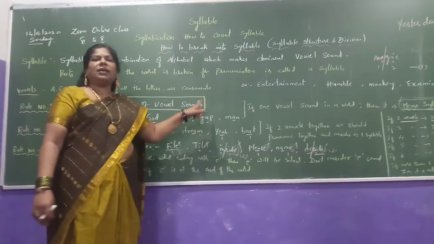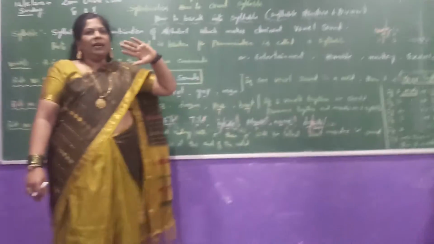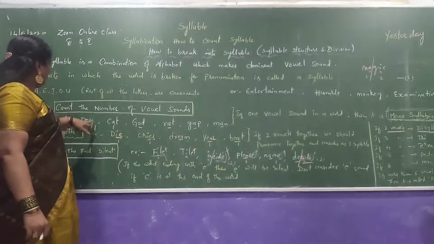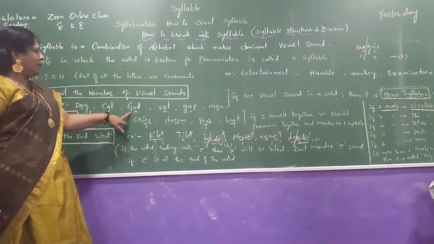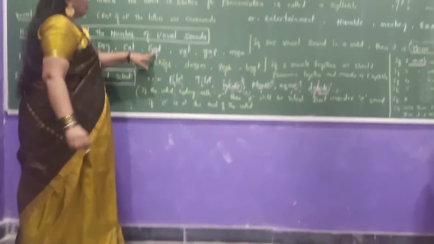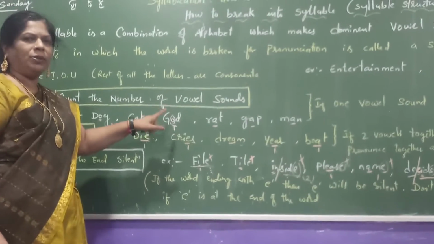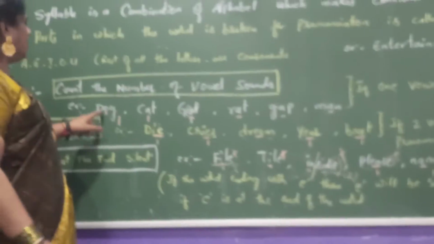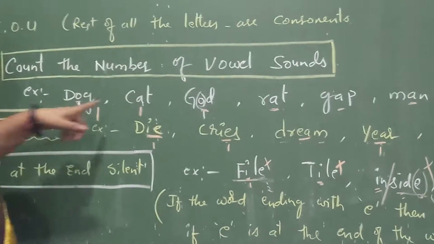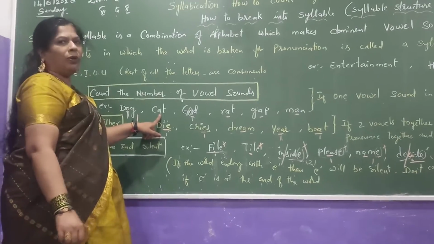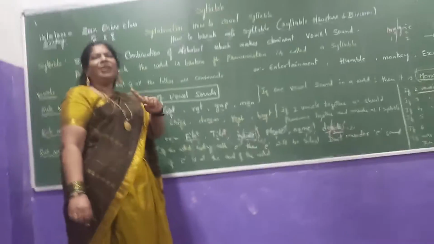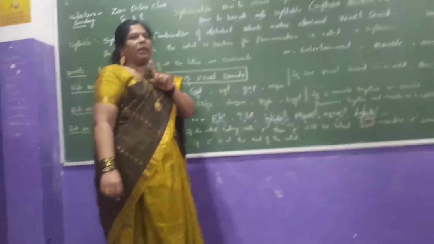Count the number of vowels in the word. For example, if you take God, how many vowels are there? 1 vowel, O is only 1. So how many syllables are present in this? Only 1 syllable. Dog, in this how many syllables? Only 1 syllable. Cat, also 1 vowel, so 1 syllable. Rat, cat, man, all have only 1 vowel, so they are considered 1-syllable words.